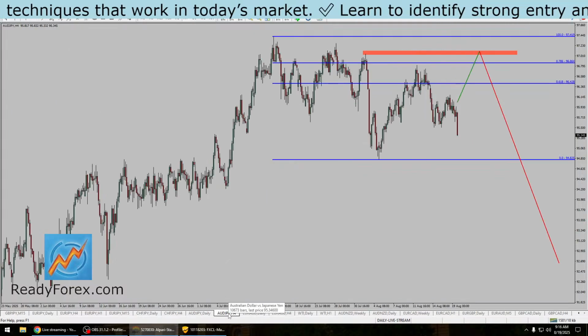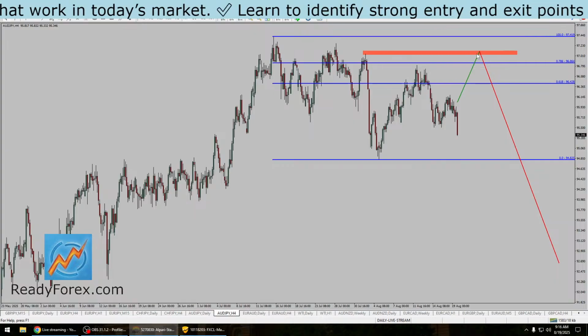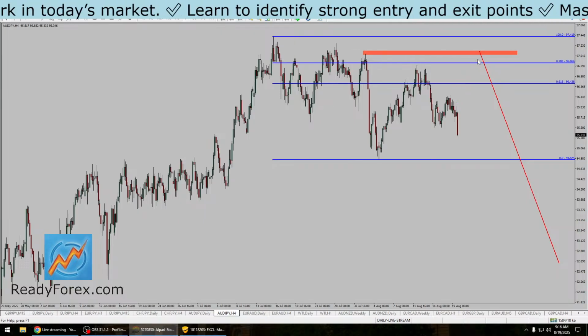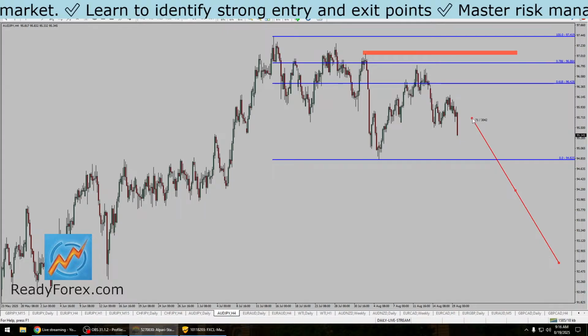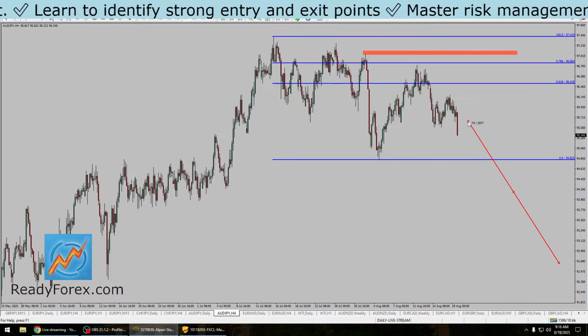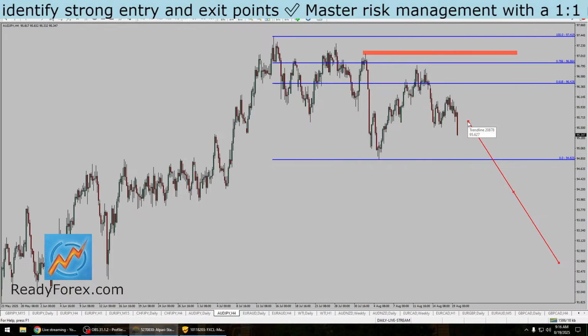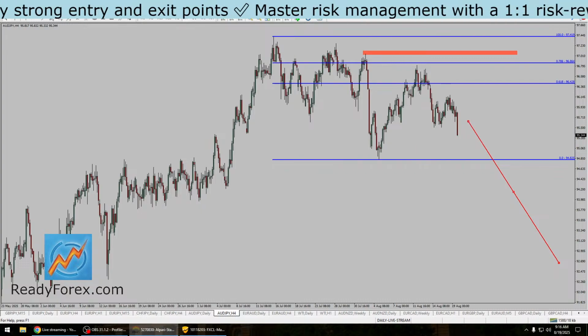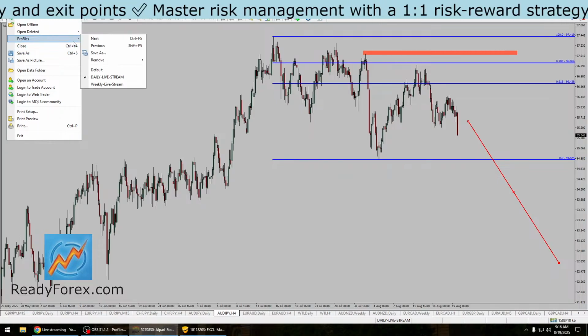Okay, next one, 4 hours. So 4 hour looks bearish. I don't think we're going to get a deeper pullback up here. The way I see, the market is probably going to print a new low inside AUDJPY currency pair. Let me go back to the radar screen and see what's going on in other pairs.